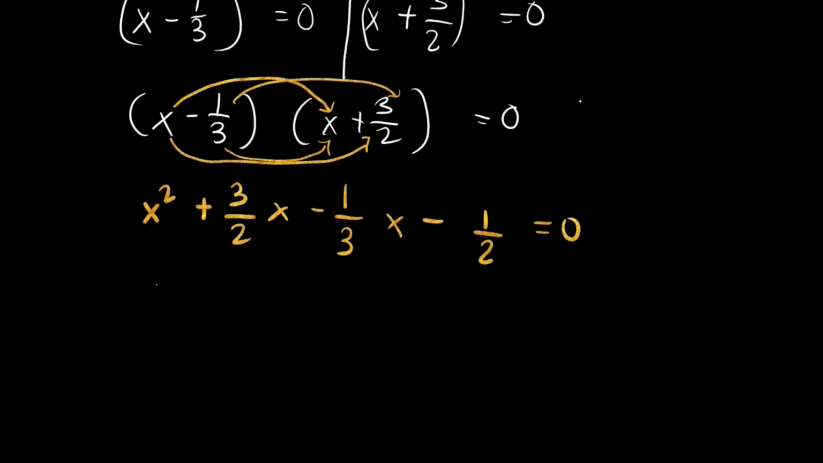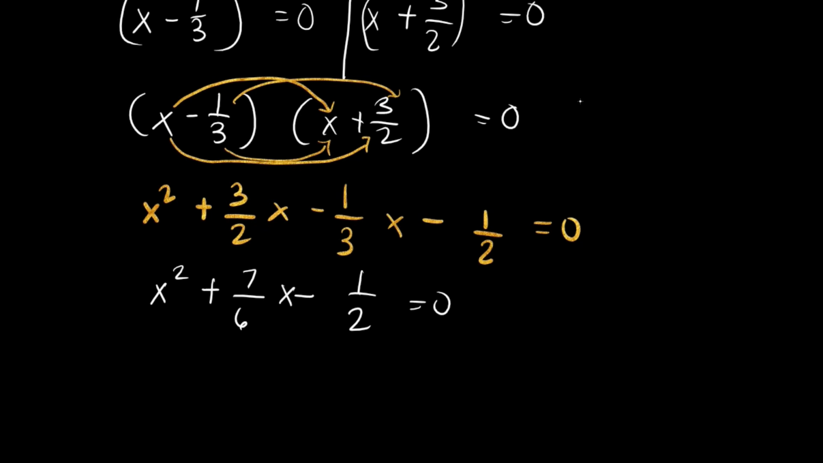Tapos, apply natin yung like terms. Yan. Pagsamahin natin yung like terms. X squared plus 7 over 6. I think 3 over 2 minus 1 over 3 is equal to 7 over 6. Yan. Okay? X squared plus 7 over 6x minus 1/2 is equal to 0. So, pag tinignan nyo yung choices, walang ganyan.